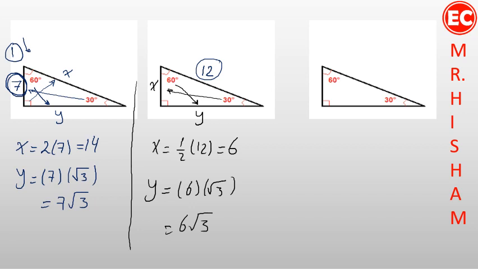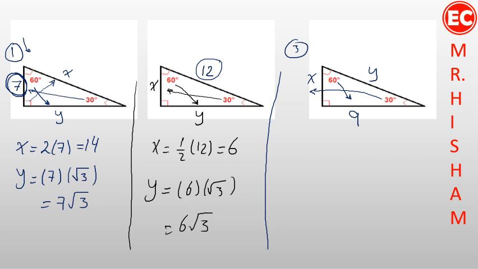Third case is to give you the side opposite to the angle 60. For example, if it's 9. The first thing you do is to find the side opposite to the angle 30. Let's call it x, and the hypotenuse is y.